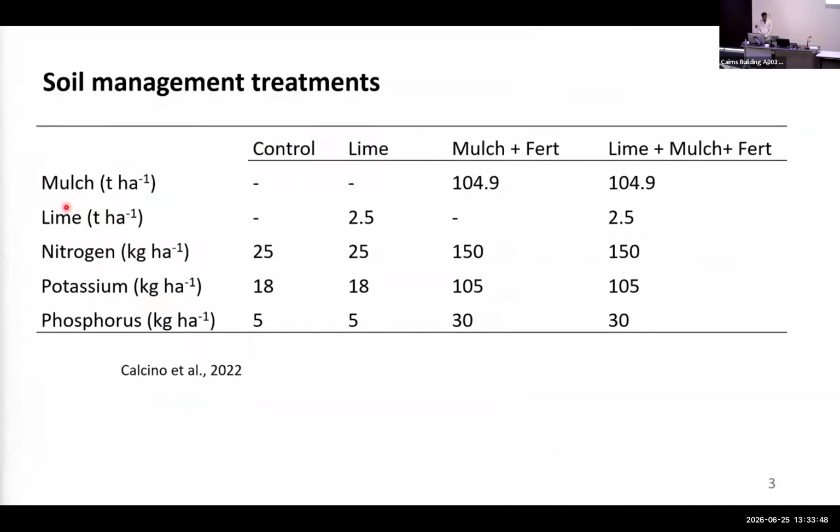For the soil management treatments, we applied mulch, lime, potassium, and phosphorus at planting. We used nitrogen, potassium, and phosphorus following the Australian sugarcane nutrition manual, and we applied nitrogen in split application.